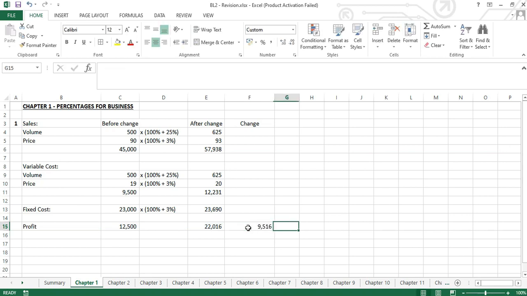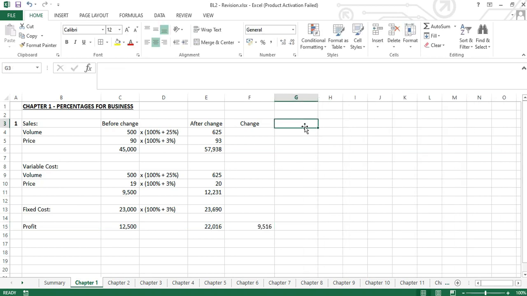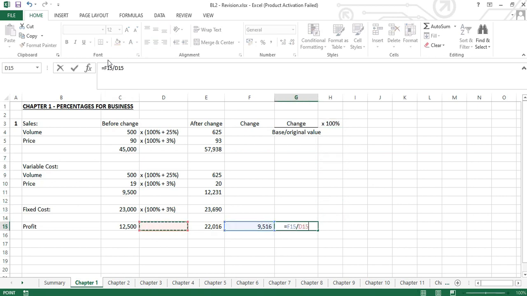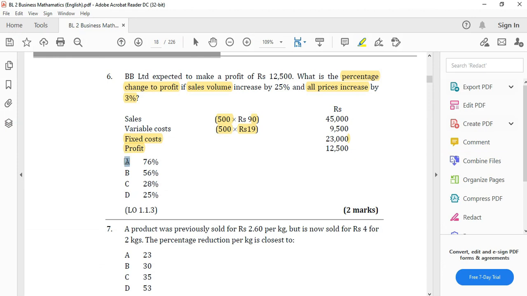Okay, then in percentage terms, the formula we learned is the change divided by the base or original value into 100, the percentage change formula. So 9,500 divided by 12,500 in percentage terms is 76%. So your answer will be A.